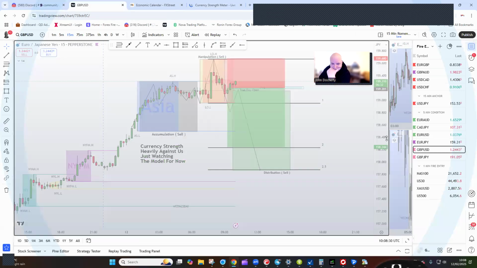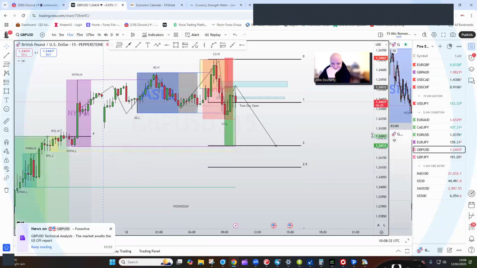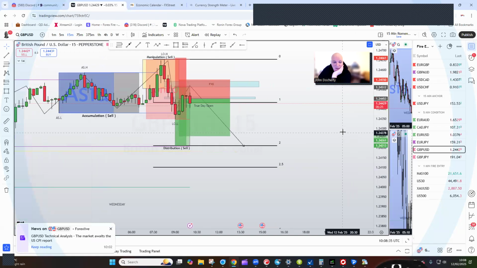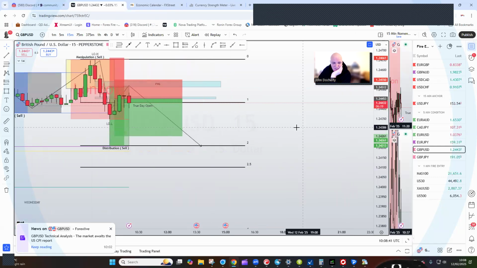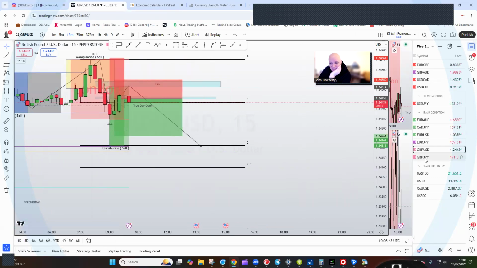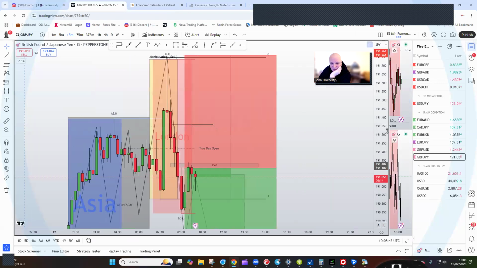The GU, we do have the entry on the FVG. Remember, we put the SL just above the previous FVG. So it's in profit slightly. And the GBP JPY, again, we've had a tap into that FVG.